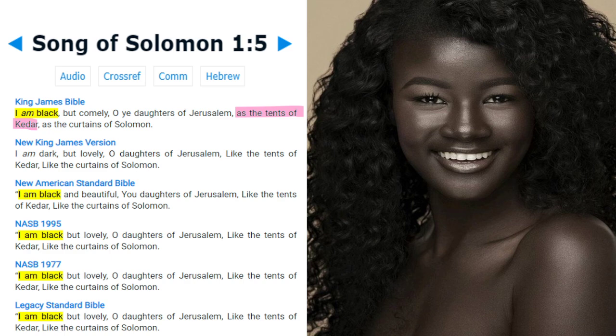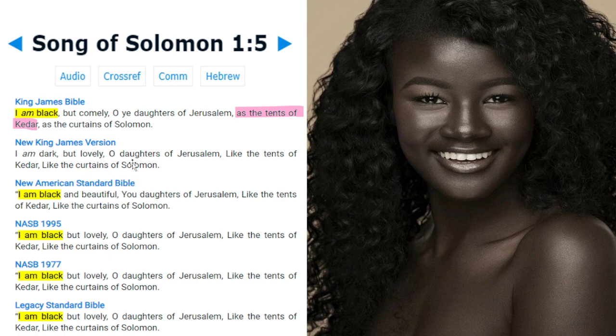So this person, some people say that this is a woman speaking. Some people say that this is Solomon speaking. Nevertheless, this is an Israelite speaking. And they're letting you know that they are black, right? And not only are they letting you know that they are black, they are also comparing their blackness to the tents of Kedar and the curtains of Solomon.